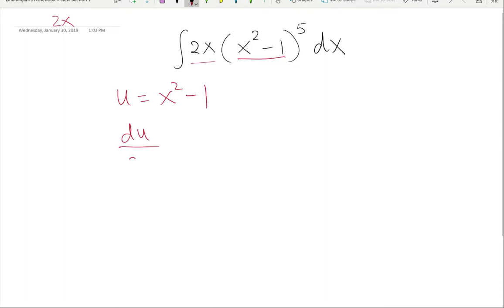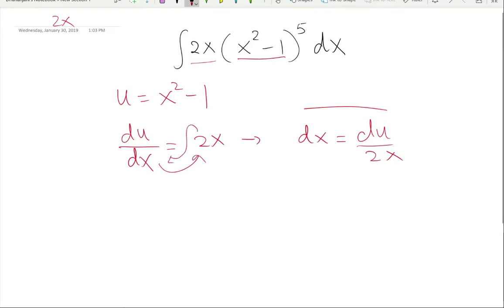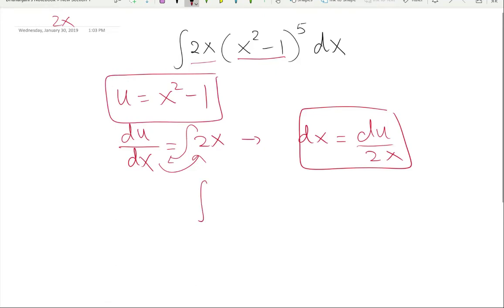Let's write du over dx. Do not forget that there will always be two substitutions. The derivative of u with respect to x is 2x. That means dx is, do this step carefully, du over 2x, by cross multiplication. Alright, let's replace these two things. Again, integration by substitution is always about replacing two things. Here it's u to the 5, dx is du over 2x, and see this simplification by yourself.